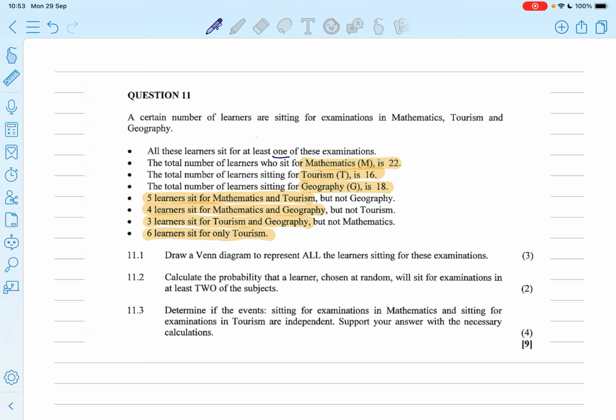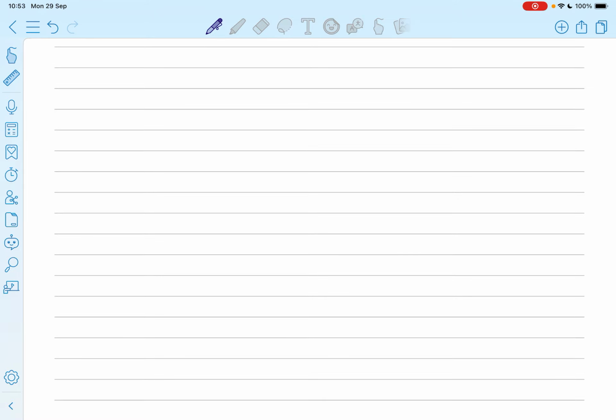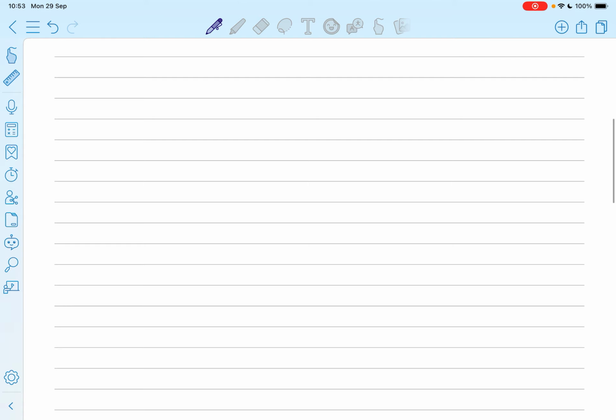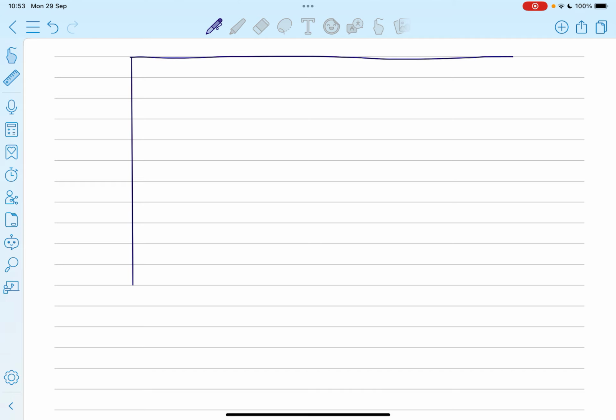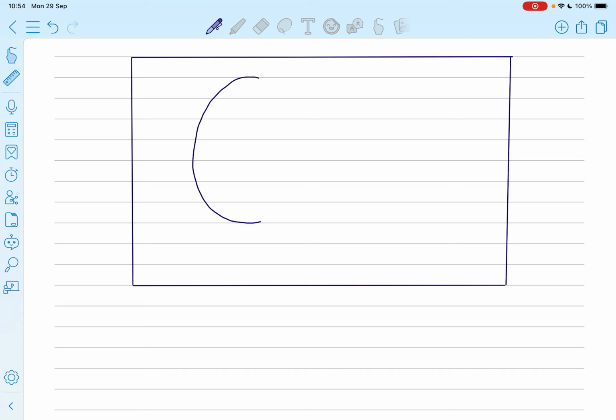Okay, so in our Venn diagram, we need to show that in our sample space, there are intersections. So let's draw our Venn diagram. Okay, let's draw our circles that represent each subject. So starting with maths.